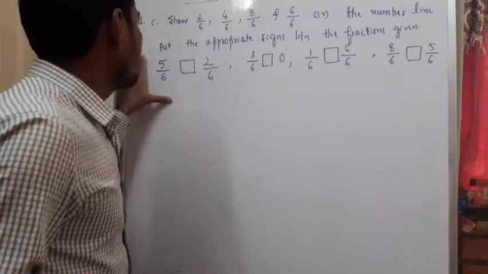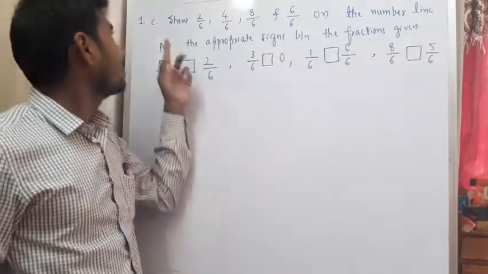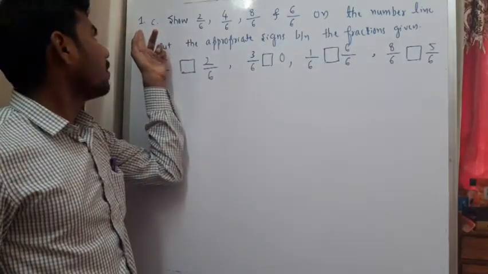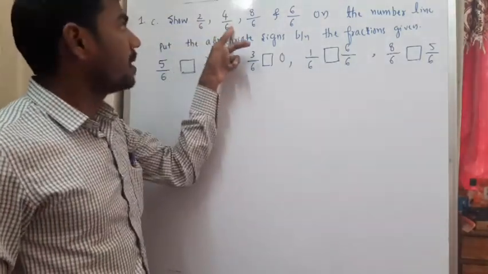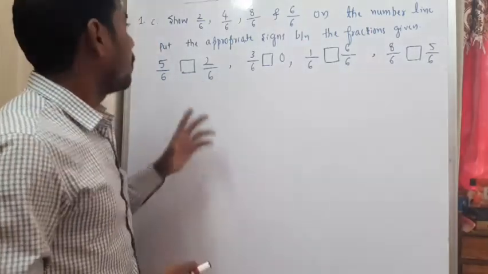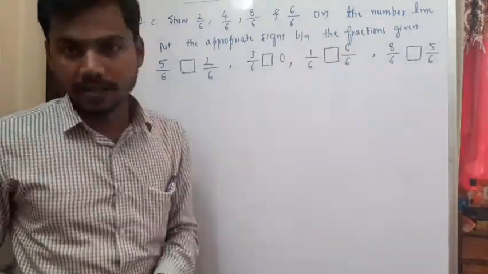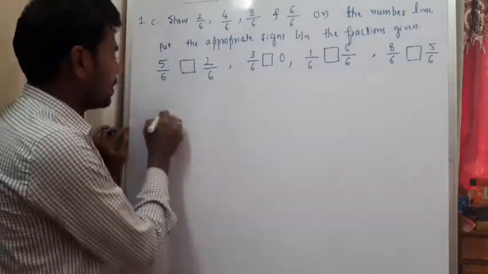First main question. We'll continue with exercise 7.3, the second part. So we'll continue with first main C question. Show 2 by 6, 4 by 6, 8 by 6 and 6 by 6 on the number line. Put appropriate signs between the fractions given. So we need to show them on the number line.